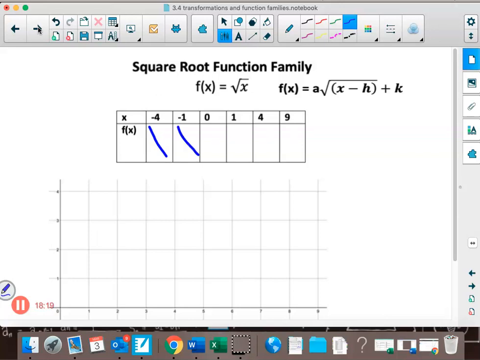What about 0? 0, because 0 times 0 is 0, so the square root of 0 is 0. What about 1? What's the square root of 4? What's the square root of 9? 3. All right, are we all good? Could we do 16? Okay. So let's plot these points. Wow, it's almost like we knew there weren't going to be negative values. Isn't that crazy? So 0, 0; 1, 1; 4, 2; 9, 3.